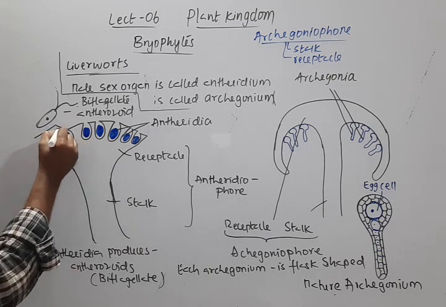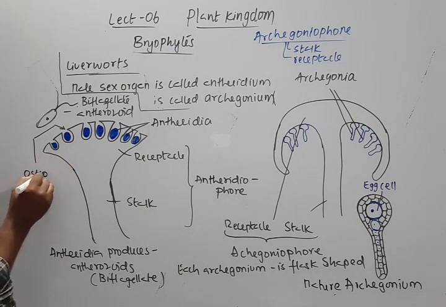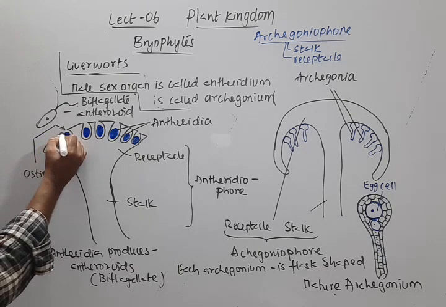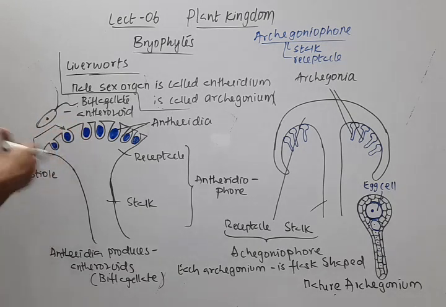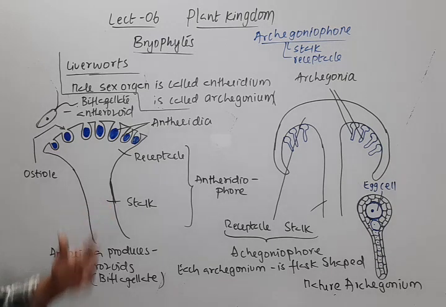This small opening is called the ostiole. Through this they come out and get released into the water. Anyway, with this I'm going to end today's session. We will see a little more detail on this in the next session, and we'll see how the life cycle gets completed in these liverworts.